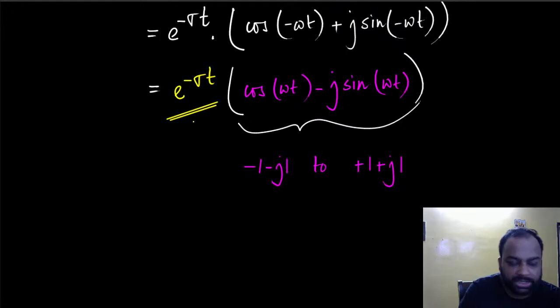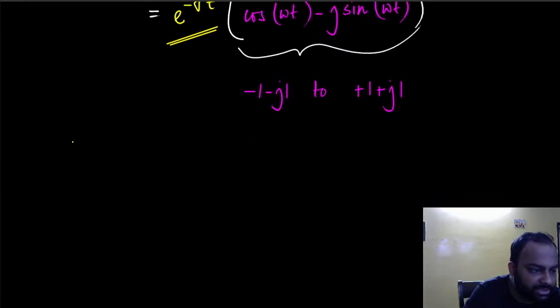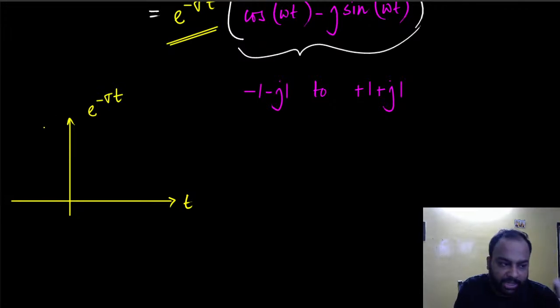But what about this exponential, right? What about this exponential? If I just want to draw it, look carefully what happens here. So this is t, right? And this is e to the power minus sigma t, right? If sigma is 0, then this is 1. So that's not a big concern here.